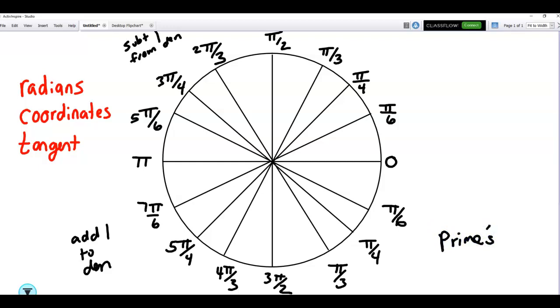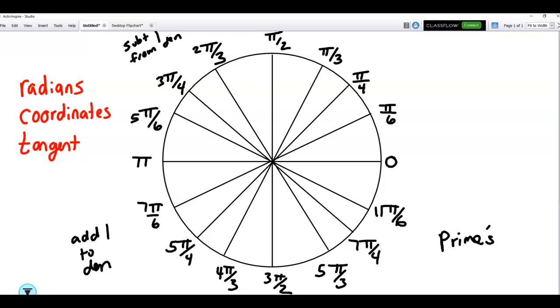Primes. What do I mean by that? Well, we left off on a 3, right? So what's the next prime number after 3? It's 5. What's the next prime number after that? 7. What's the next prime number after that? 11. Okay, so how do we get the denominators?